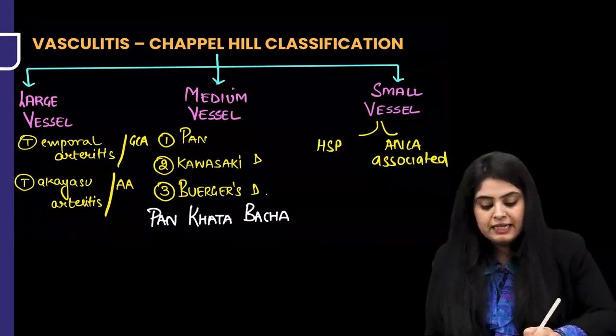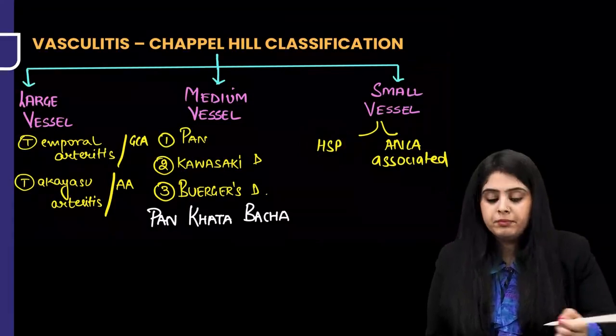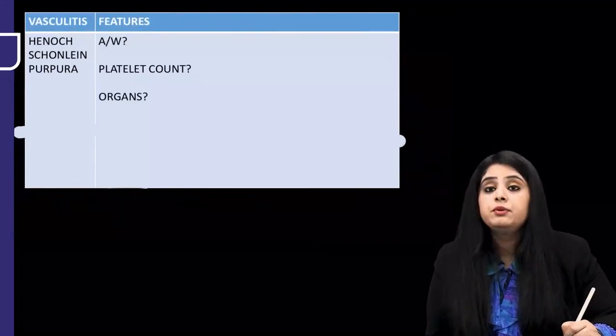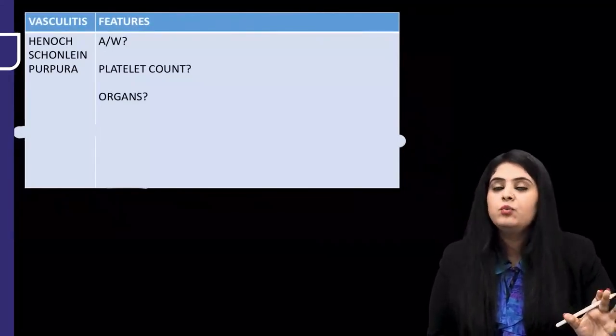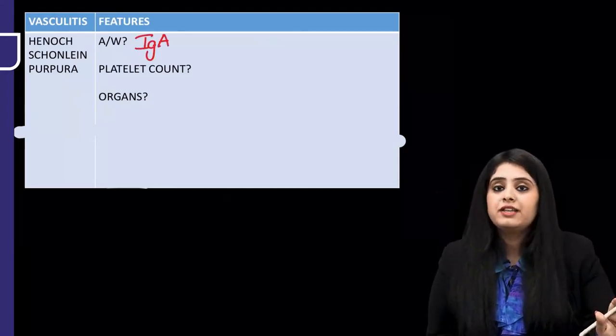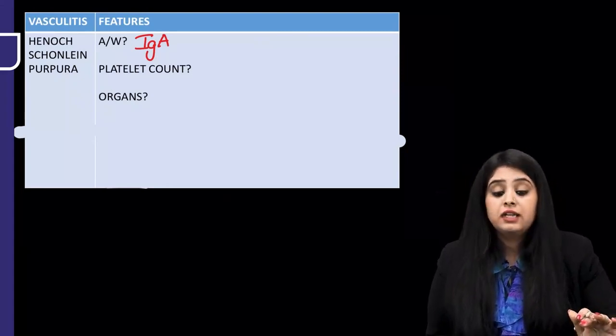Under small vessel, there is something called Henoch-Schonlein purpura and there is something called ANCA associated. So starting with the first one, that is Henoch-Schonlein purpura. Firstly, ratta lagao, which antibody is it associated with? Very, very important. Everything that is happening over here is because of IgA antibody.